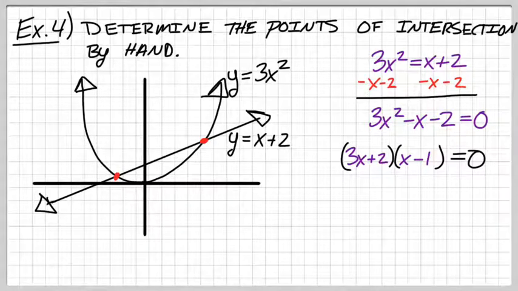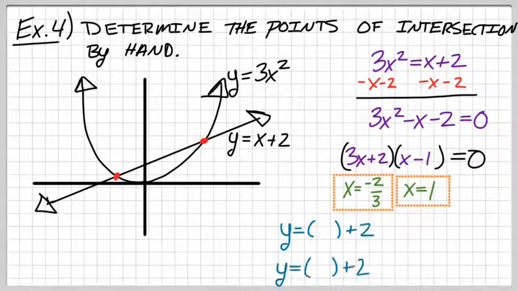And then you can solve it pretty easily too, right? Since it's that times that equals 0, solve each one of these terms. For this one, x equals negative 2/3, because you subtract 2, divide by 3. This one is just x equals 1. But that does not tell us what y equals.